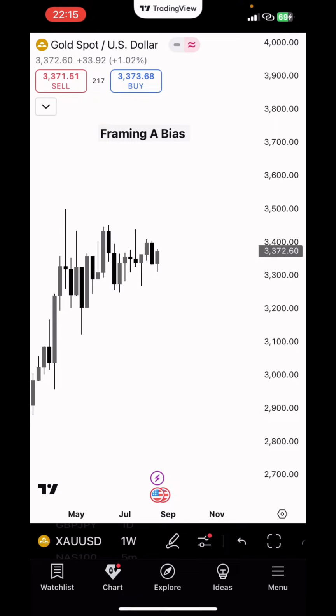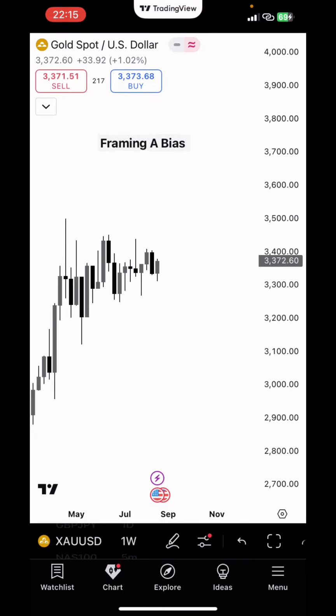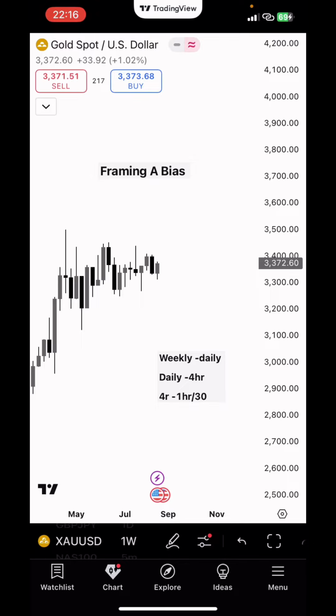Framing of bias is very important because you need to know where the market is going to and where the market is coming from. So we use different time frames to do that. I'll be very brief in this video. From weekly, we move down to daily, and from daily, we move down to 4 hour, and from 4 hour, we move down to 1 hour or 30 minutes.